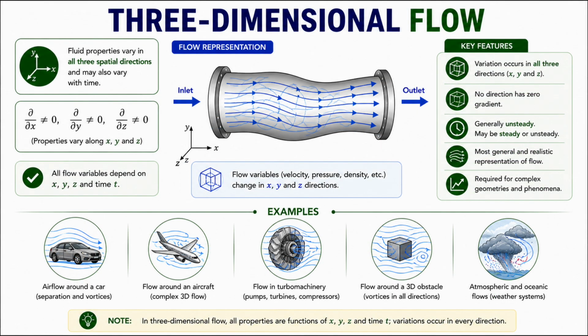Three-dimensional flow occurs when fluid properties vary along all three spatial directions. Observe the flow through this varying pipe geometry. Here, the velocity, pressure, and other flow variables change along the x, y, and z directions simultaneously. Unlike one-dimensional or two-dimensional flow, variations occur throughout the entire flow field.